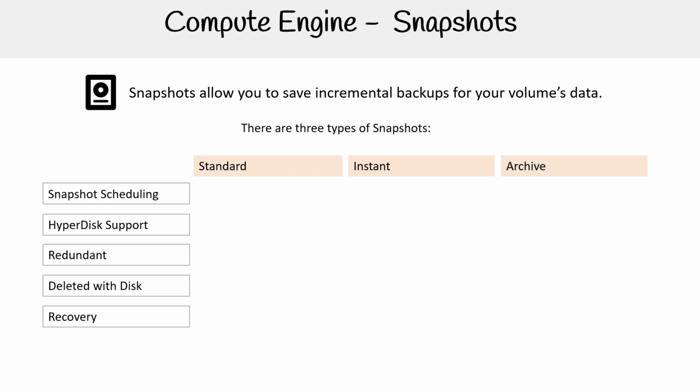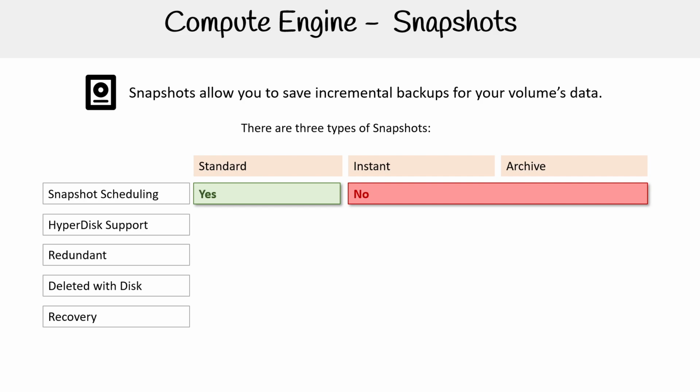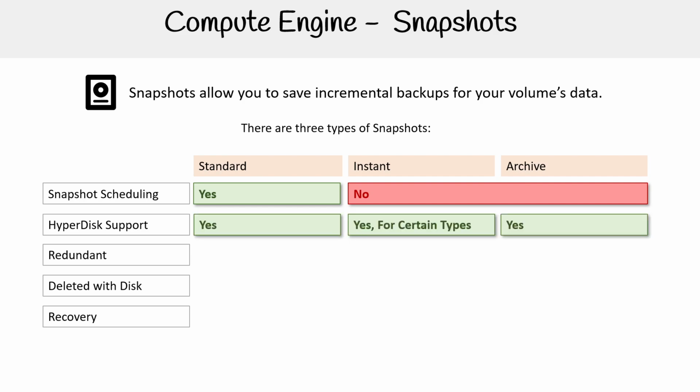If you want snapshot scheduling, it's only available in standard. For the rest, it's not. For Hyperdisk support, it is in standard, but for the other ones, it also is. But for instant, for some reason, it's only there for certain types. I don't know why, but it just is.